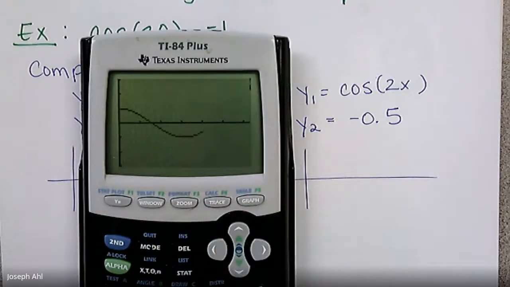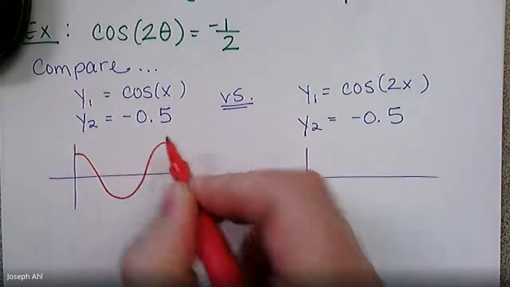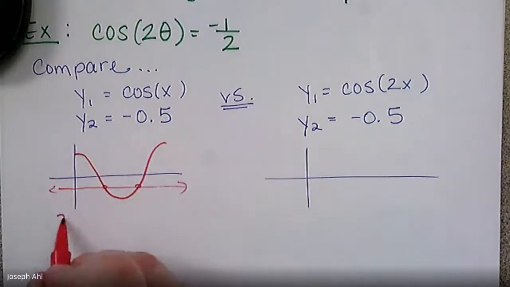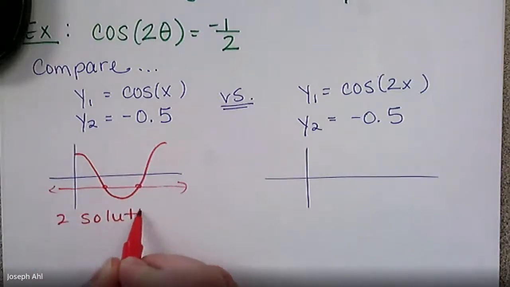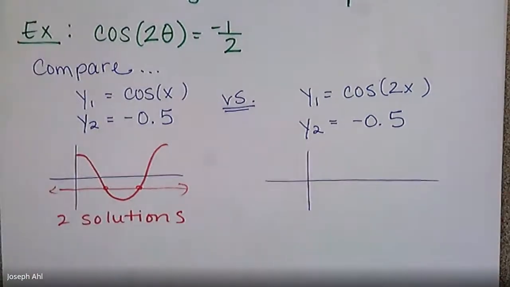There's cosine x, and then we'll see y equals -1/2 come across, and we get two solutions when we graph them in y1 and y2. And we can find those solutions pretty easily based on what we've done with solving in this unit. Here's y equals -1/2. So we know that in the end, we'll get two solutions. So I want you to make a prediction about what's going on with cosine of 2x here.